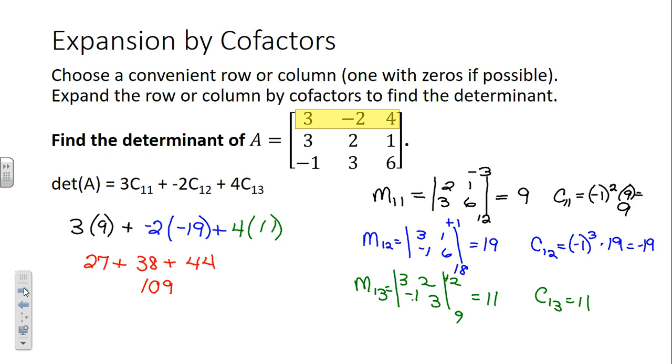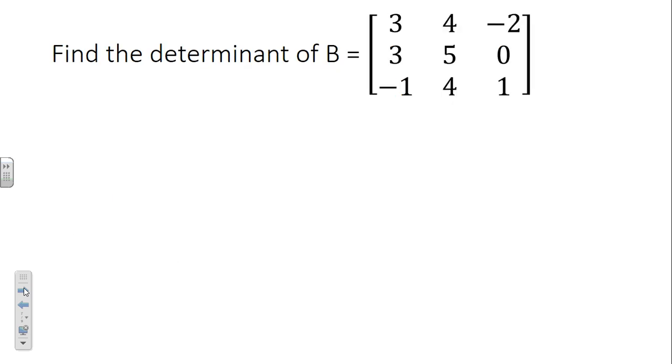Now I want to show you another method. And then I'll explain why they give you this method when it comes to a 4 by 4. Here's another method of finding a determinant of a 3 by 3. Big process, isn't it? So here's our new 3 by 3. This is matrix B.